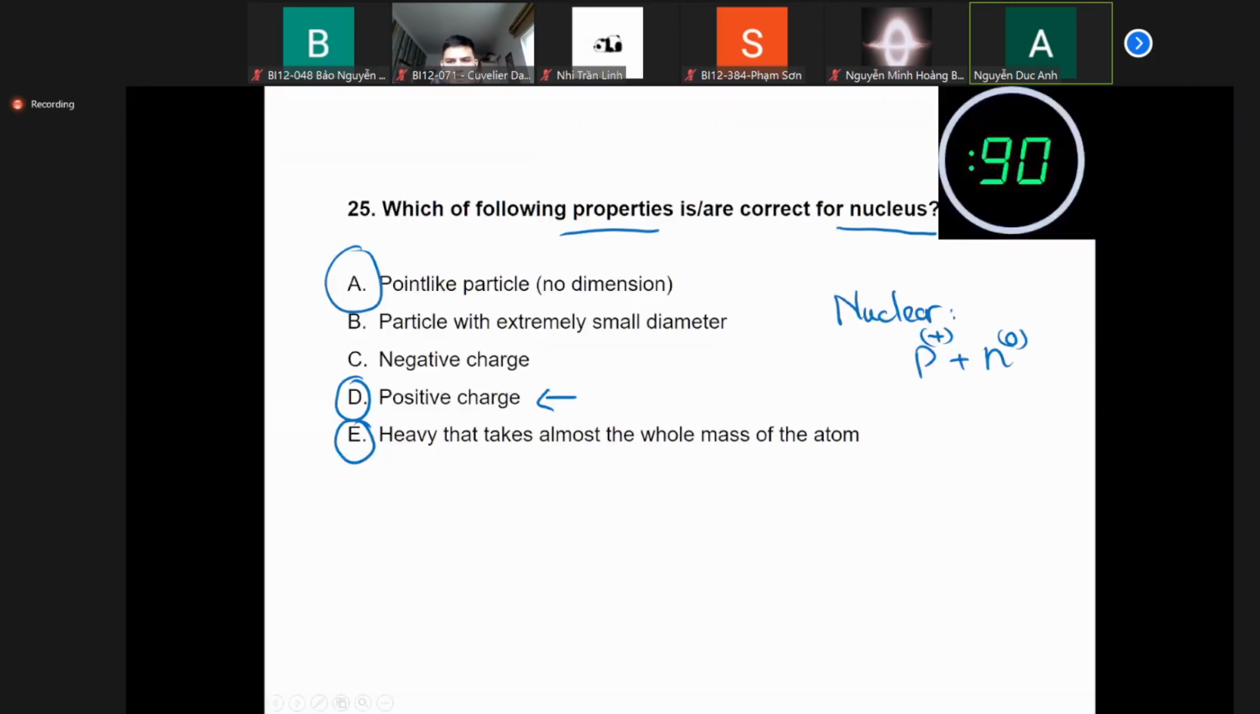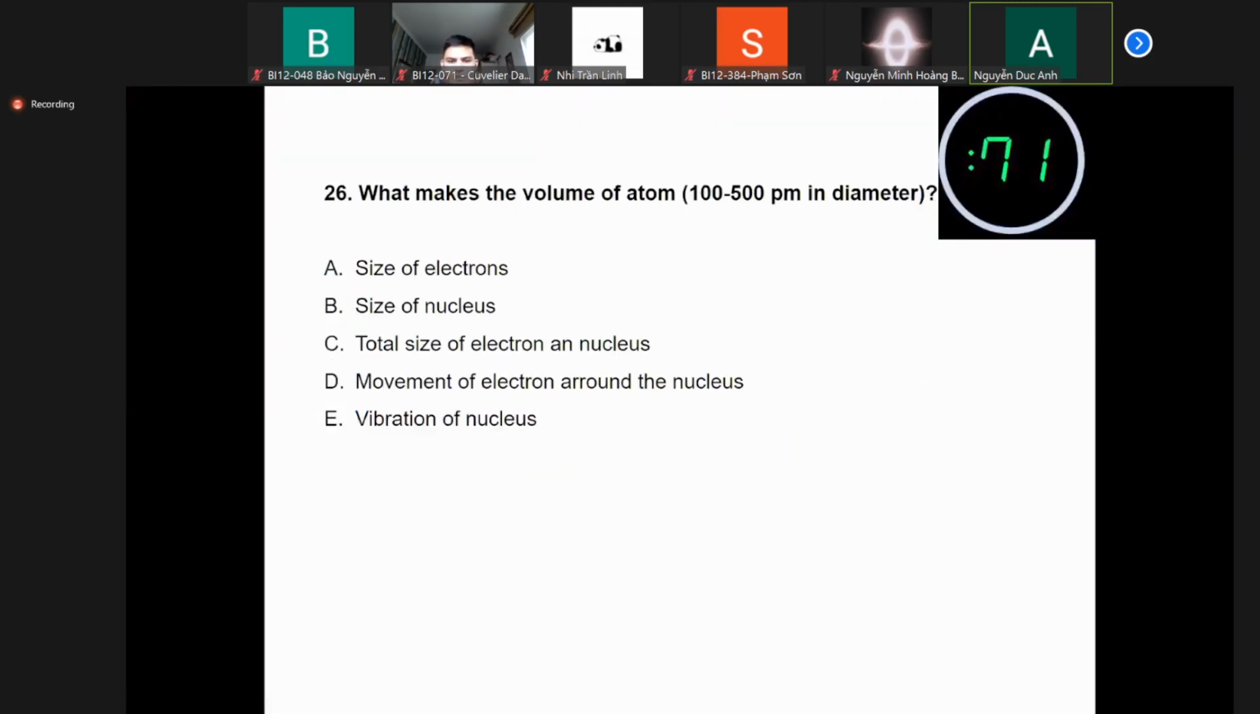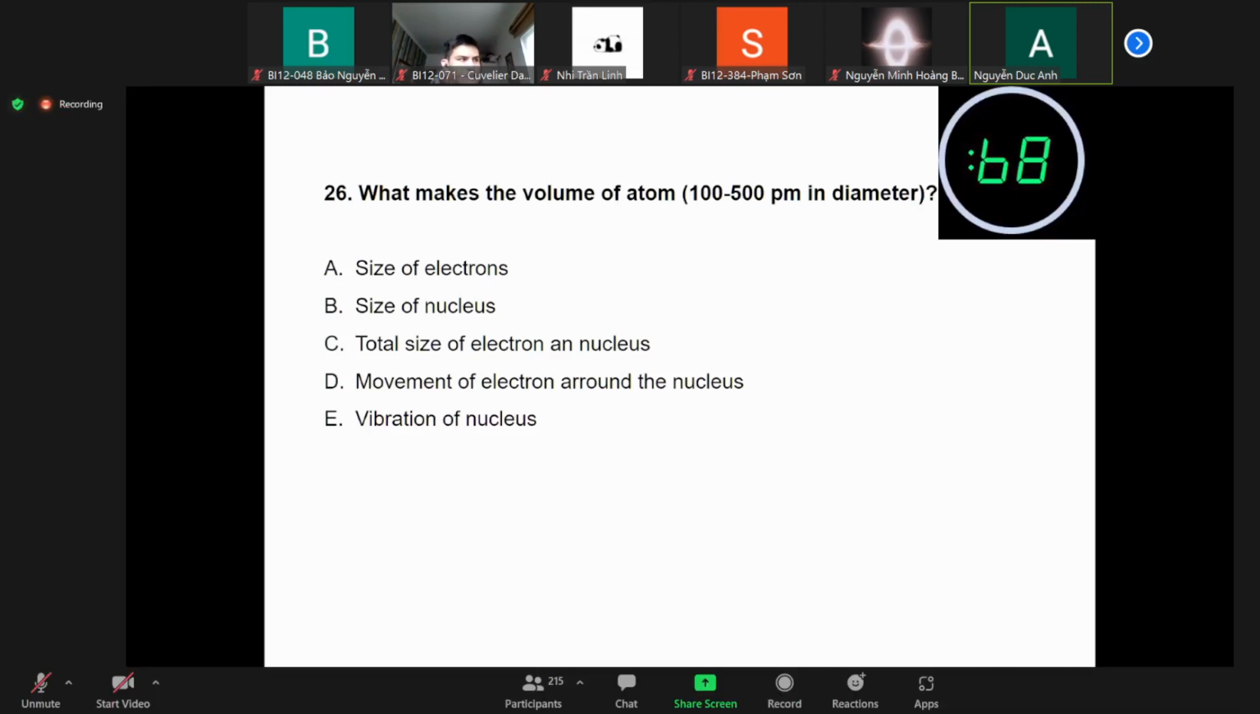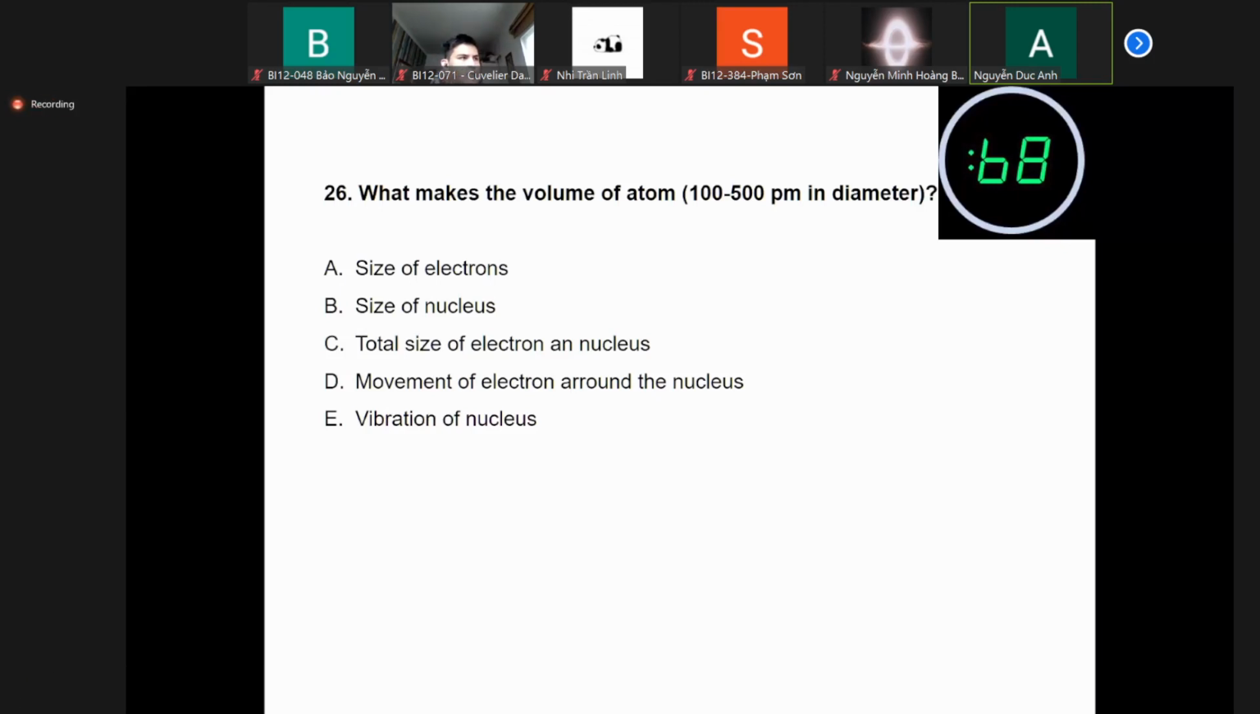Okay, electron cloud. So it means that the electron always moves around the nucleus and forms atoms. Okay, so the movement of electron around the nucleus.